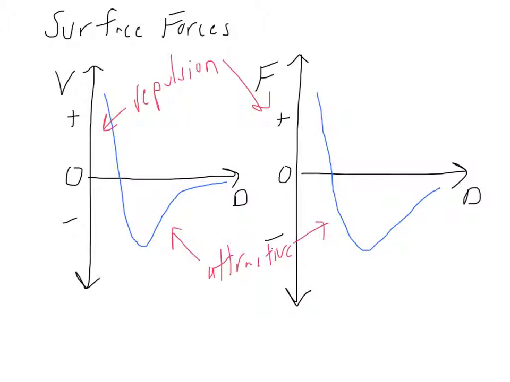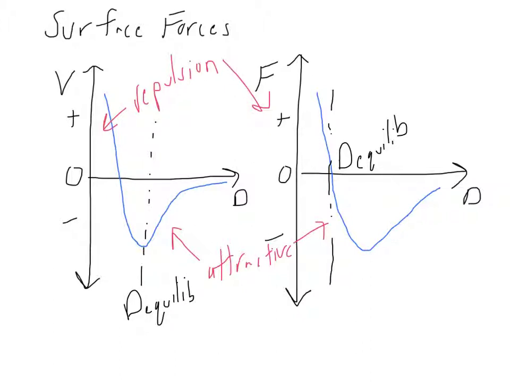On this line, the equilibrium position is somewhat different depending on whether you're looking at potential energy or an actual force. For an actual force, the equilibrium distance is simply where the force is 0, so this would be the diameter at equilibrium. For potential energy, the equilibrium is where the potential energy is at a minimum. In this case, this would be the same equilibrium distance, depending on how we plot these things.